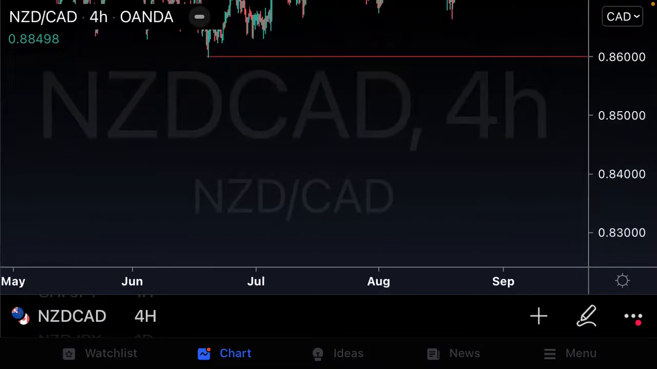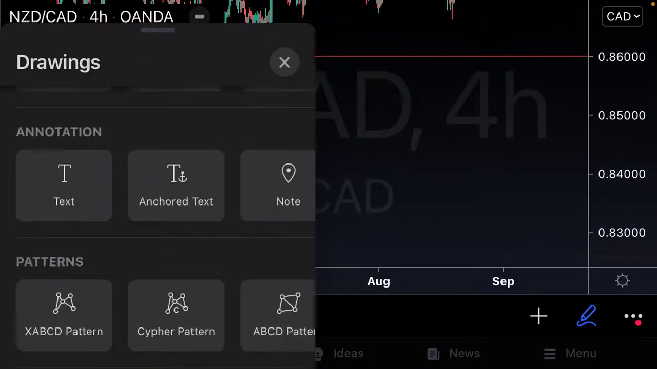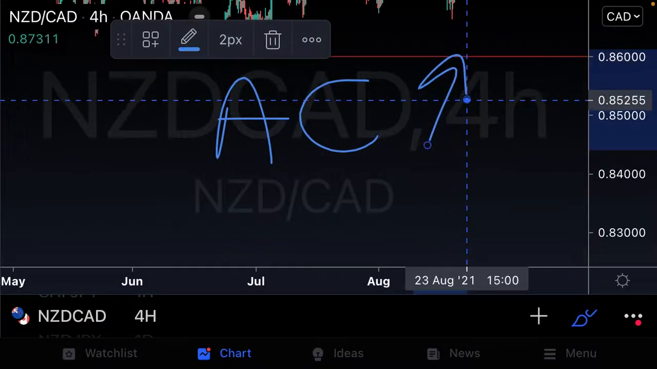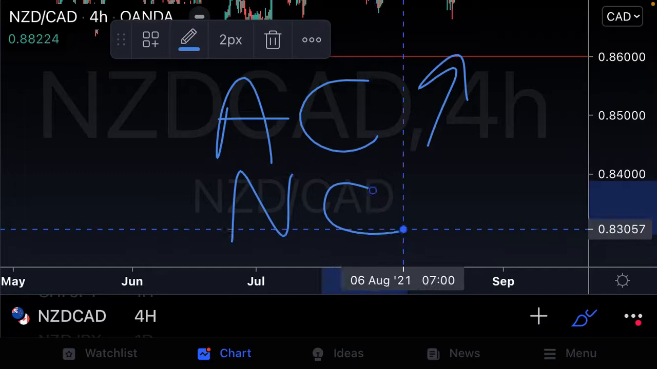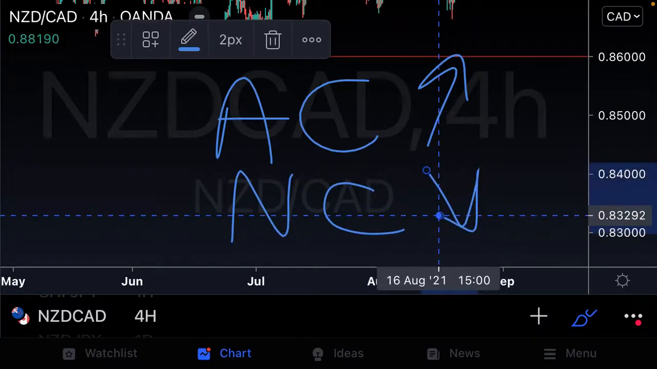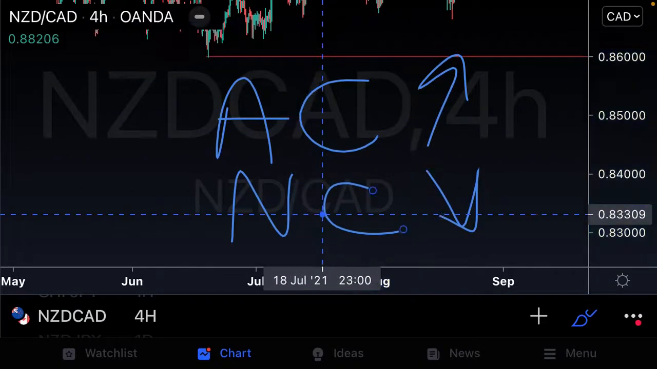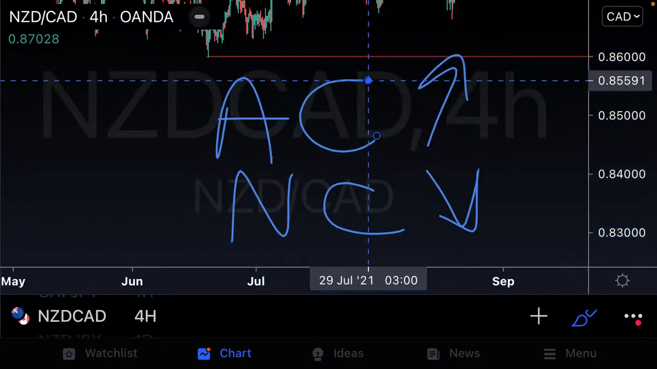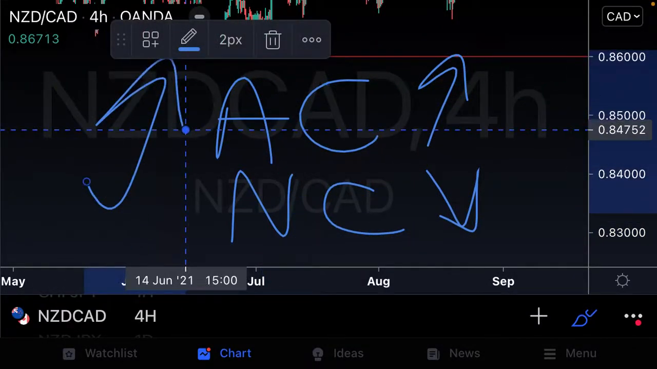Now take a look at what we're doing, guys. If we just recap, on Aussie CAD, we're looking for that bullish bias setup. On New Zealand dollar CAD, we're looking for that bearish bias setup. So we're hedging our CAD strength in this case. So if there is some CAD weakness over the course of next week, then we'll see all of these CAD quote pairs making that move to the upside.